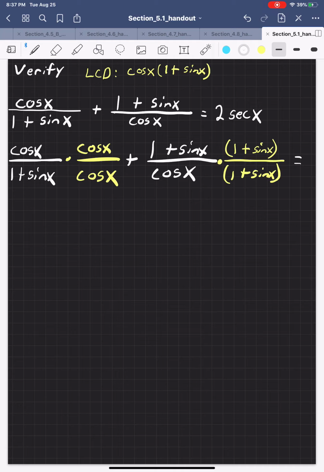Okay, so let's go ahead and start with the first fraction. This is going to be fairly easy. When we multiply the numerators, this is going to be cosine times cosine, so it's going to be cosine squared. And the denominator is just cosine times 1 plus sine. So that's going to be cosine squared over cosine of x times 1 plus sine of x.